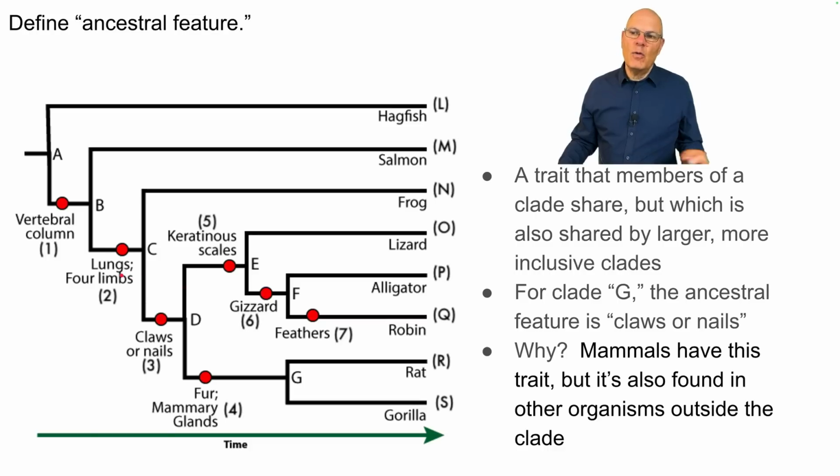Lungs and four limbs is another ancestral trait of rats and gorillas, this mammal clade. It doesn't define the clade, but everyone in the clade has to have that because there's a larger, more inclusive clade that has that feature.